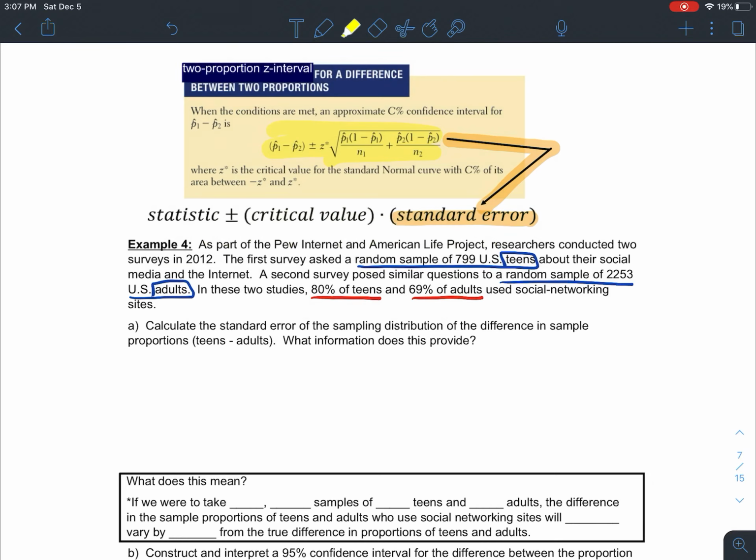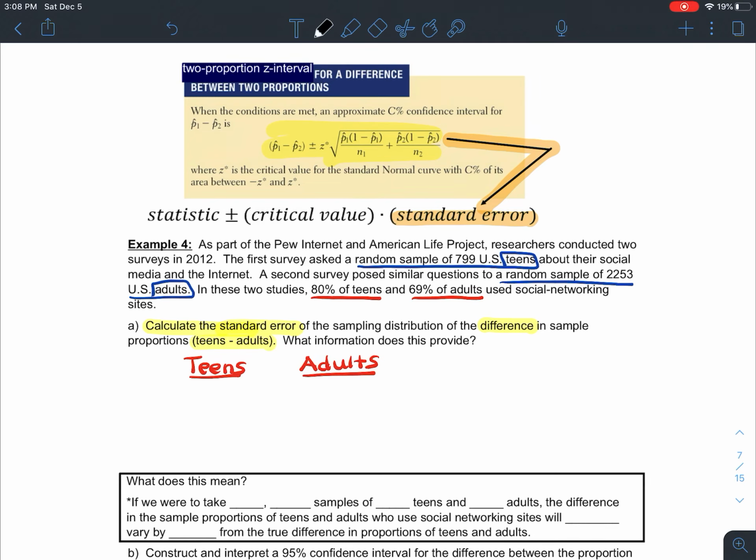social networking sites. We're asked to calculate the standard error of the sampling distribution for the difference in sample proportions. The order is teens minus adults. Once we have that calculated, we just want to say what information is that standard error providing for us. So let's go ahead and organize this here. I'm going to go ahead and label all the information regarding the teens here, all the information from the problem regarding the adults over here.